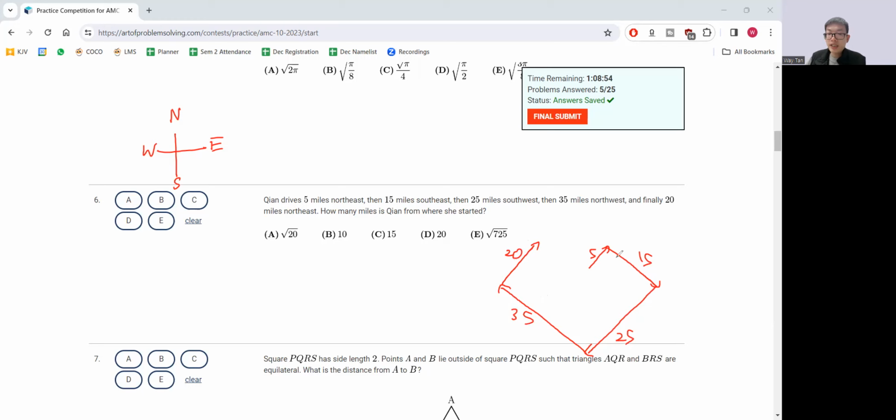Now, because all of these are right angles, I want to kind of tilt my head and say that this 5, 20, and 25 means that it just kind of balances out here. And this distance is just going to be 35 minus 15 equals 20. So my answer is 20.